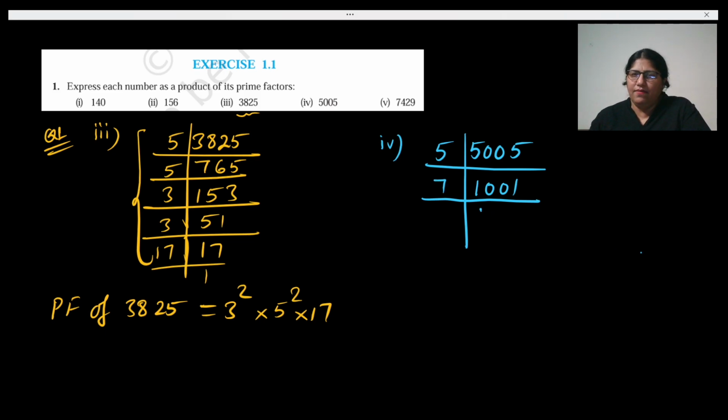7 ones are 7, right? 7 fours are 28, then 7 threes are 21. Now 143 is coming. Now it is not divisible by which number? 143 won't be divisible by 7. Is it divisible by 11?